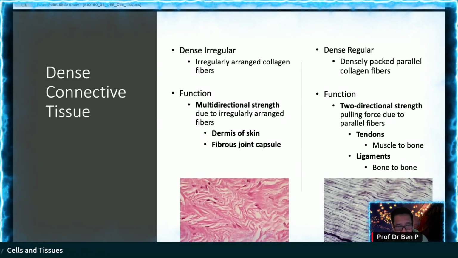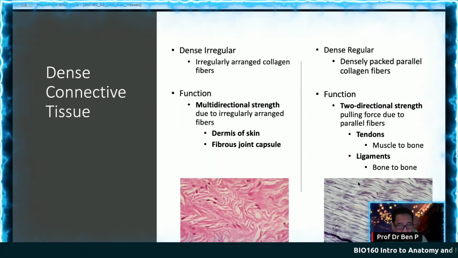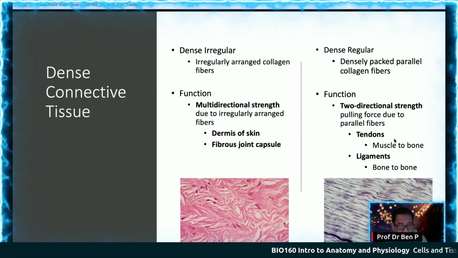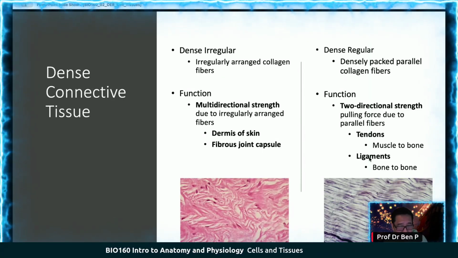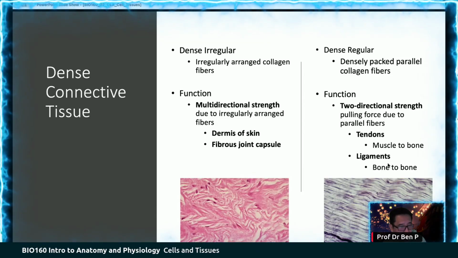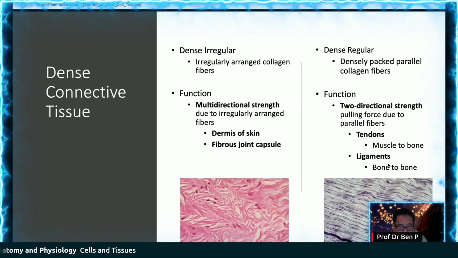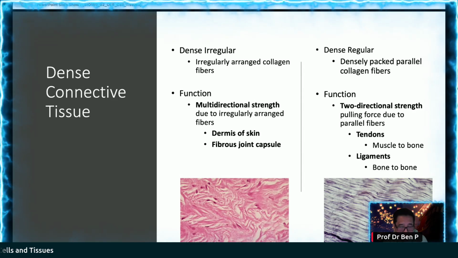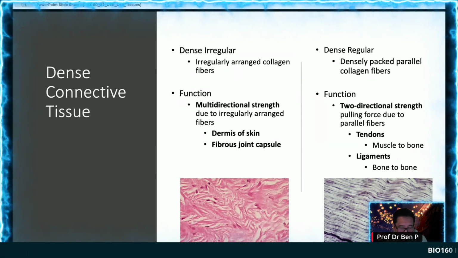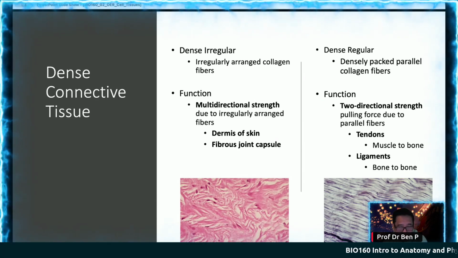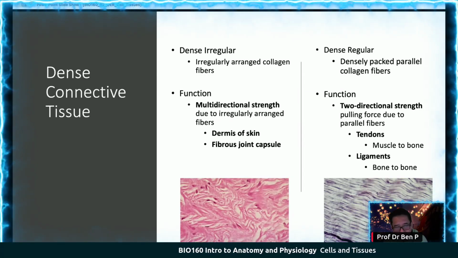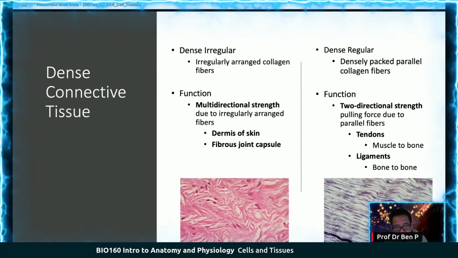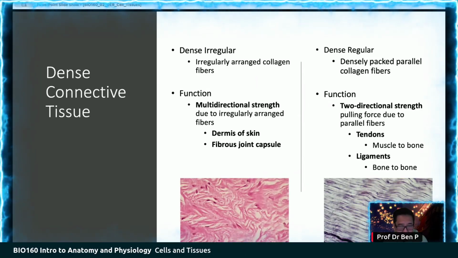Dense regular, you can see a nice pattern, tightly packed. Those are your tendons and ligaments. You need to know the differences between the two. Tendon is muscle to bone, and ligament is bone to bone. The way I remember it, ligament, like you're licking bone, like dogs lick bone. So licking bone, it's bone to bone. Tendon, you have muscle to bone. Think of it that way.